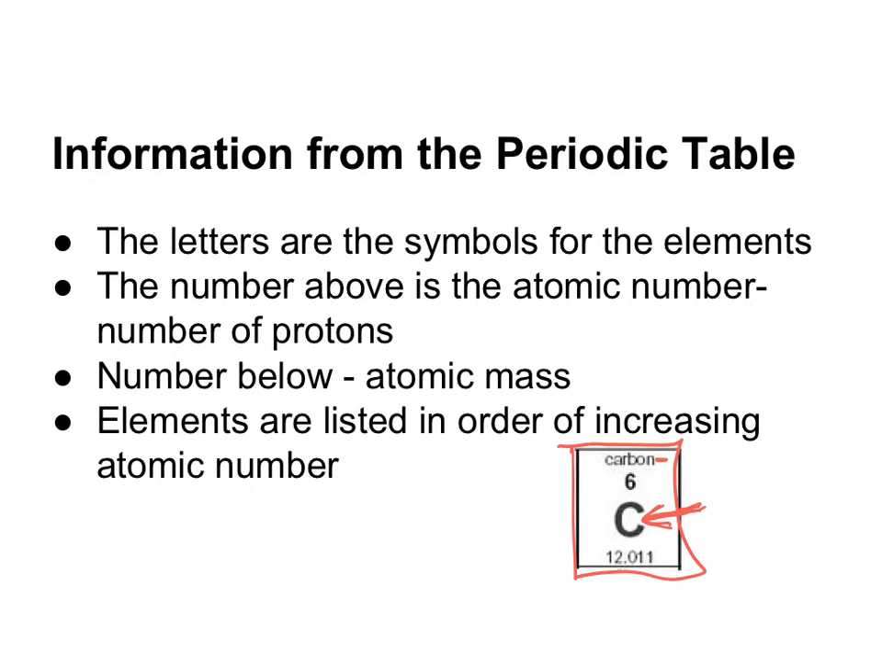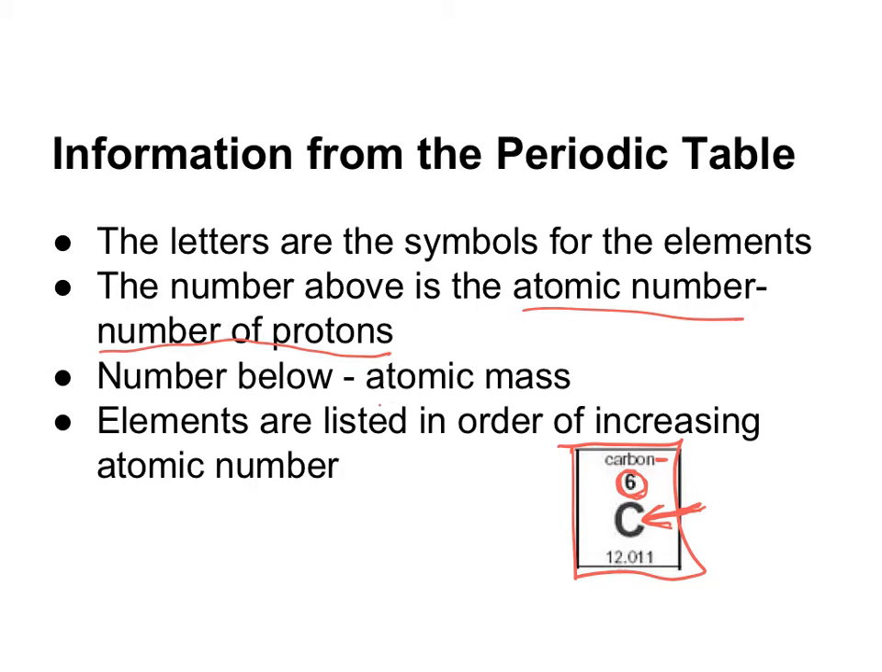The number above the element symbol is the atomic number, and we're going to talk more about this in a minute, but the atomic number tells me the number of protons that every single atom of this element will have. So any atom of carbon that I look at in the universe will always have 6 protons, because remember on the last slide, we said that the number of protons is the identifier for the atom. So every carbon atom will have 6 protons, and 6 is the atomic number for this element.